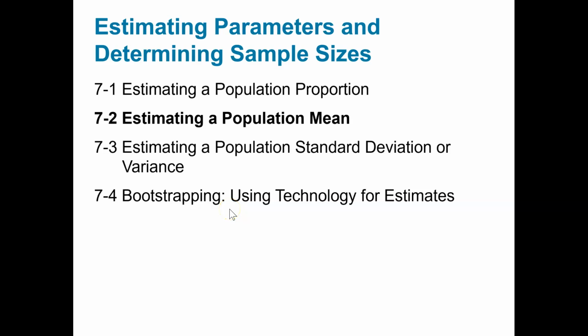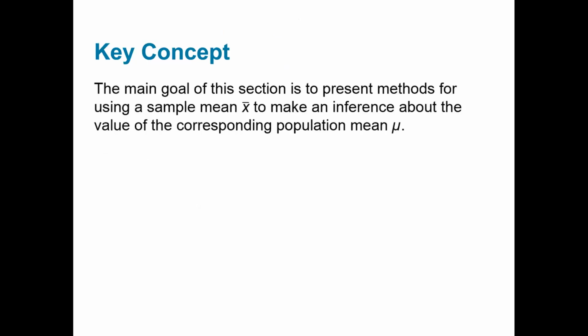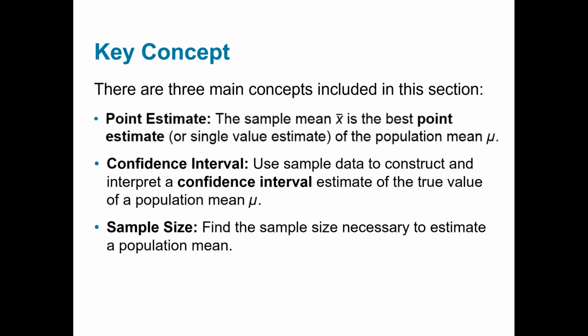So we're in section 7.2. In section 7.1, we estimated a population proportion. We're going to be estimating a population mean. And the best point estimate here is going to be our sample mean, our x bar. These are our key concepts.